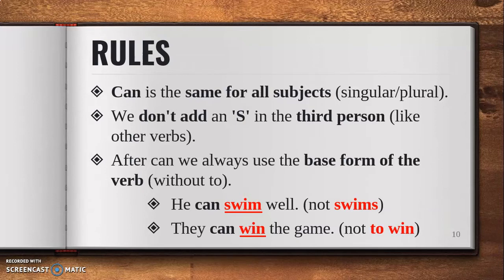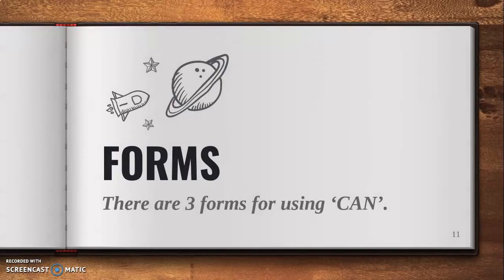They can win the game. Here you can't use to, you can't say they can to win the game. So we use only the base form of the verb always. Okay, now let's come to the second section of this lesson. We are going to talk about forms.